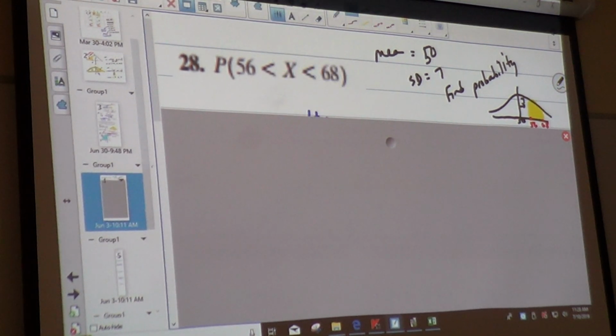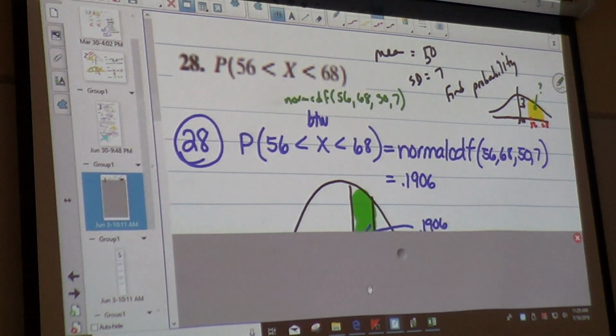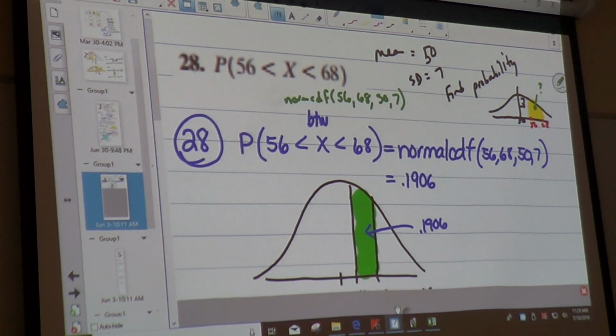Because I'm trying to find the shade, I'm going to do normal. So the normal CDF, where did my shade begin? Where did I start shading on the left? 56. Where did I stop shading on the right? 68. My mean is 50 and my standard deviation is 7. So your answer should have been that 19% of that graph is shaded, 19.06 or 0.1906.